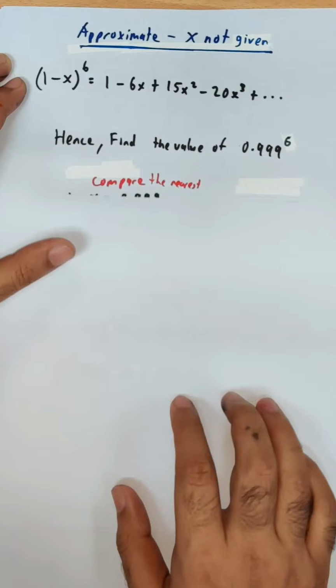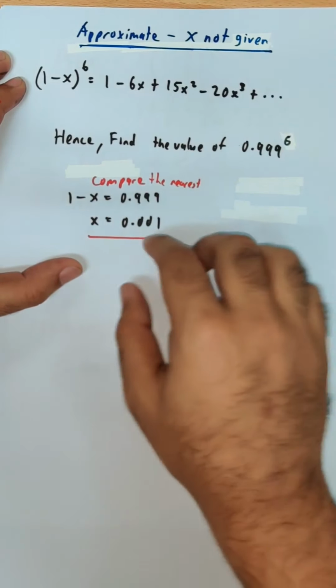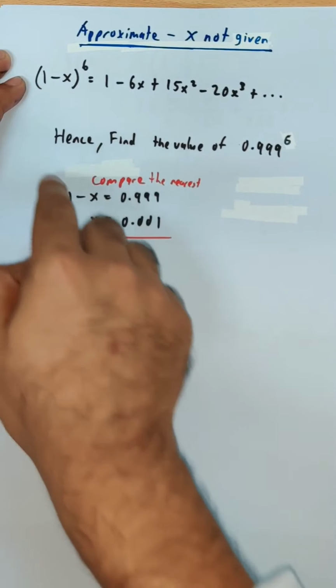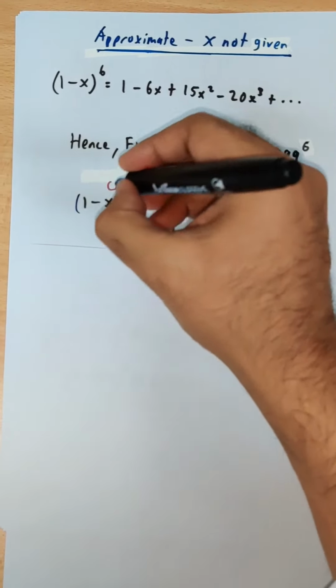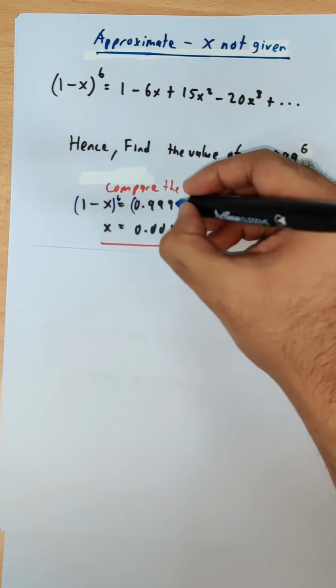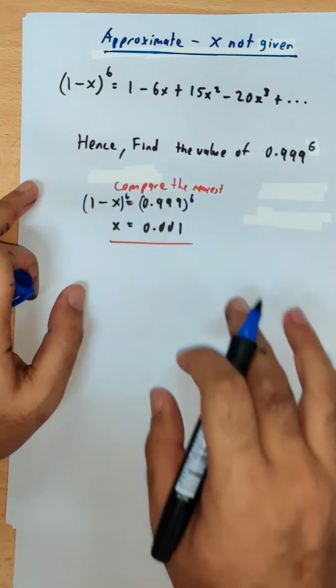So firstly, what you need to do is compare to the nearest. I'll tell you why nearest soon. So we compare 1 minus x, to the power of 6 here, and you can say it as well, to the power of 6 as well. If not, it's okay as well. So x equals 0.01.